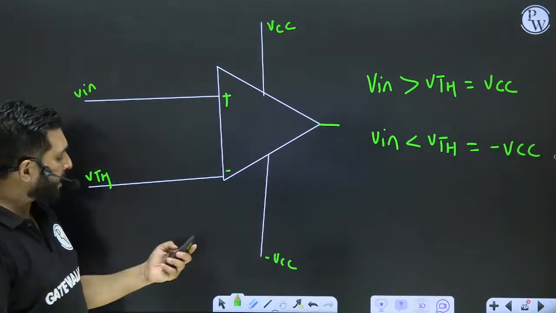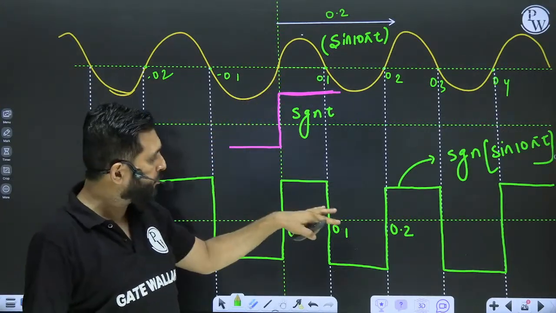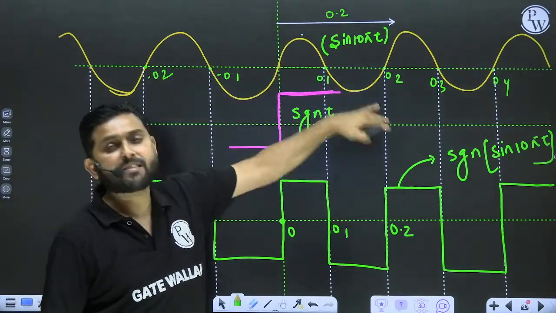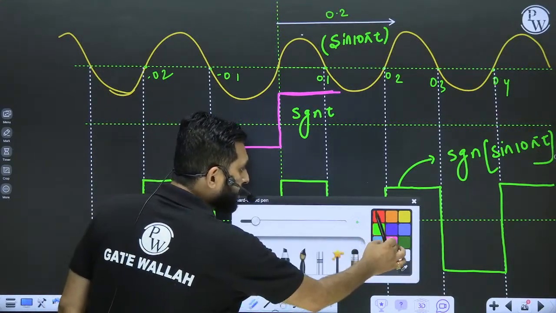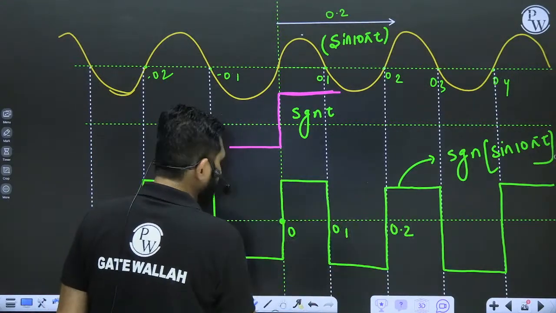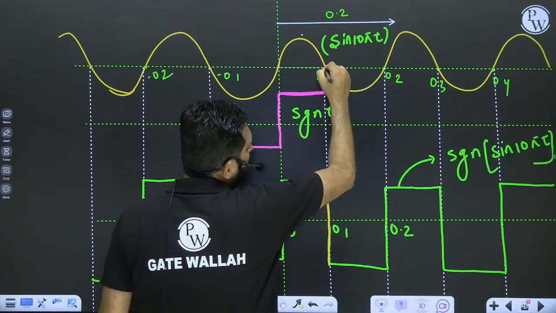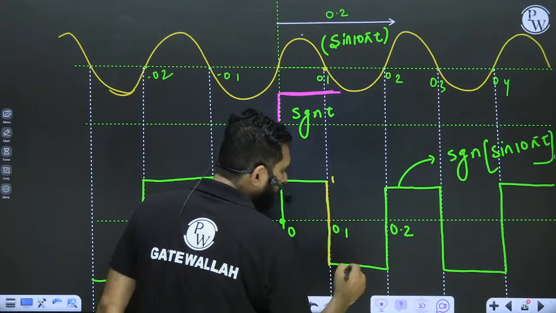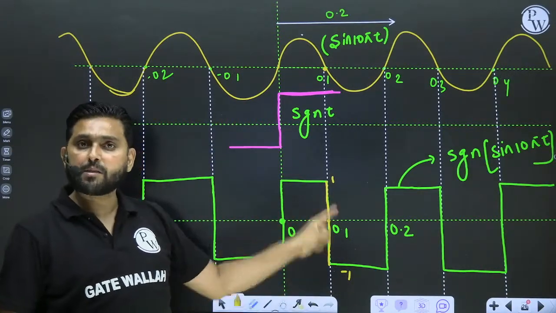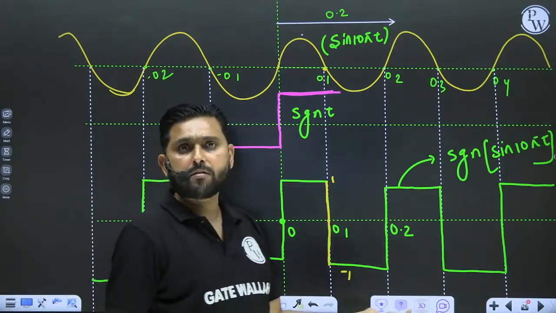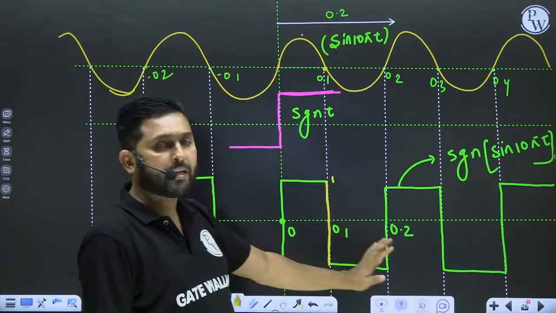So see, what is the threshold here? Threshold is nothing but my 0. So when the function is greater than 0, it gives you 1. When the function is less than 0, it gives you minus 1. And at this point, let's say this point, the functional value is 0. Why? Because if you take the average at this point, then the average becomes 0. 1 minus 1 becomes 0. That's what the meaning of Signum is.